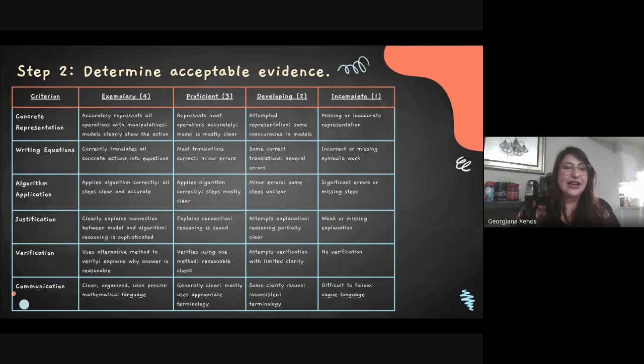So you can see here, it's all pretty standard, but you can see that it's pretty precise, it's pretty to the point. So, exemplary, you start with accurately representing all questions, representing most operations for proficient, attempted representation for developing, or missing an inaccurate representation. Not only does this help you actually be able to grade their work with ease, but it's again still setting the same standard for all students regardless of what final product they have.